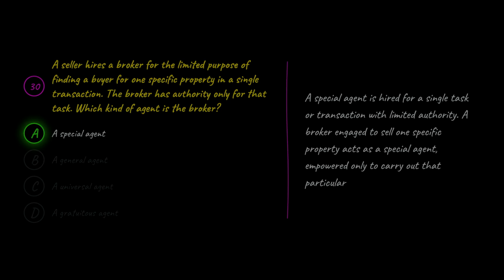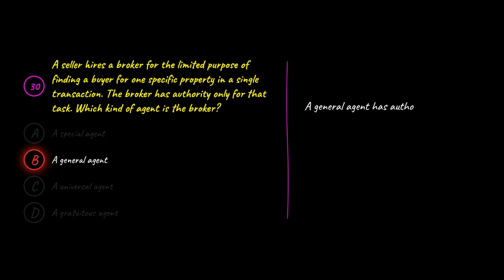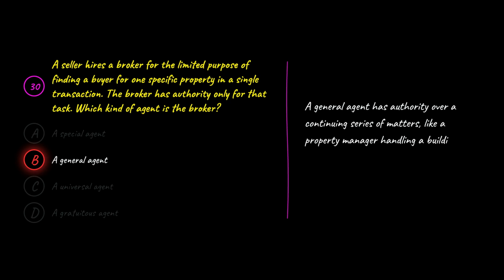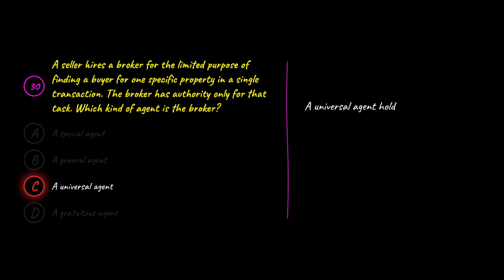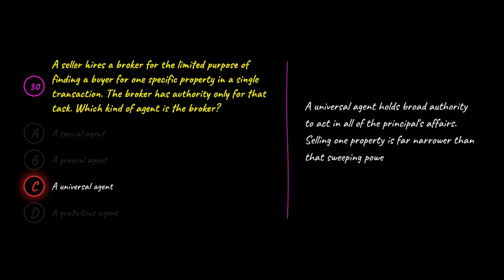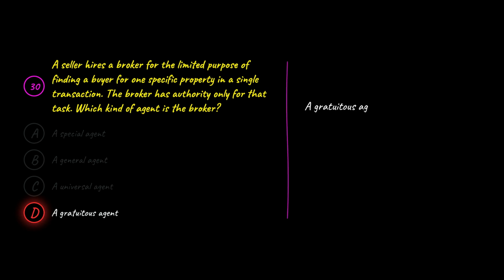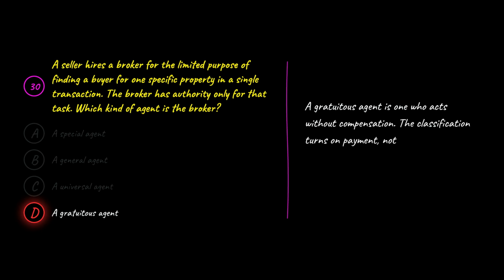B is wrong because a general agent has authority over a continuing series of matters, like a property manager handling a building. The broker here is limited to one sale, which is the narrower role of a special agent. C is wrong because a universal agent holds broad authority to act in all of the principal's affairs. Selling one property is far narrower than that sweeping power, so the broker is a special, not universal, agent. D is wrong because a gratuitous agent is one who acts without compensation. The classification turns on payment, not scope, so it does not describe a broker hired for the single task of selling a property.